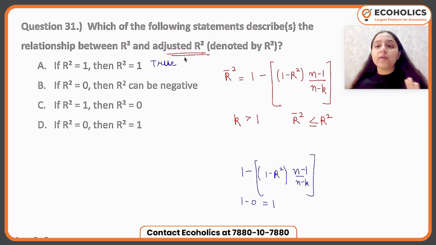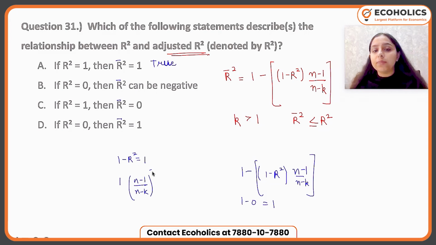Hence, adjusted R square will also be 1. Okay, so I'm putting adjusted R square. Now, if R square is 0, then adjusted R square can be negative. If R square is 0, what is going to happen? 1 minus R square will be 1. So 1 into (n minus 1)/(n minus k). This is what I'm going to have, 1 minus.